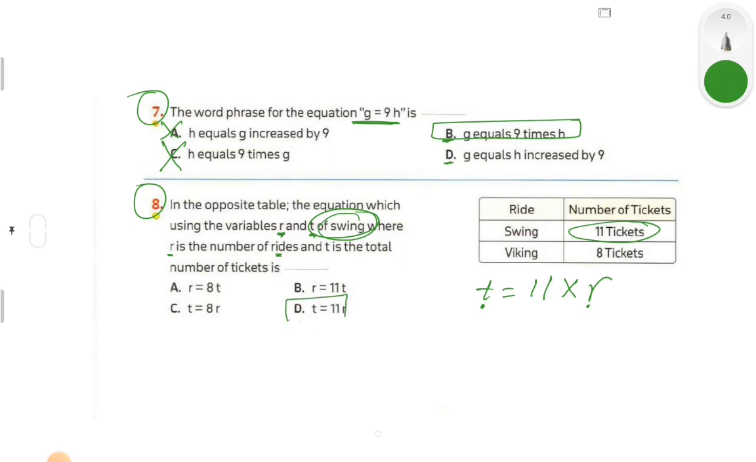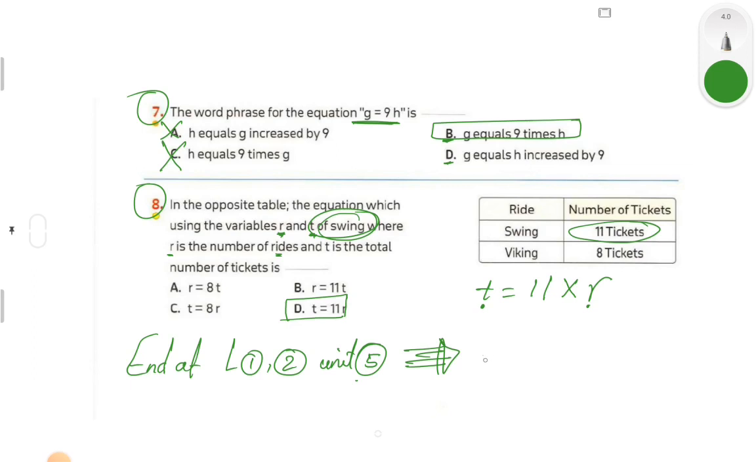Now we reach the end of the exercise of the first lesson and the second lesson of unit 5. This is the end of lesson 1 and lesson 2 of unit 5. In the next video we will start lesson 3 and lesson 4 of unit 5. I wish you a good time and thank you.